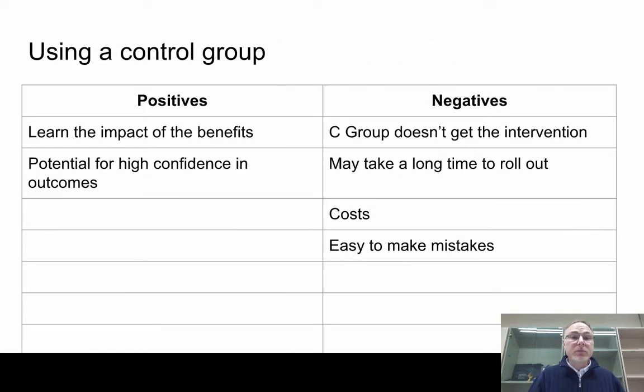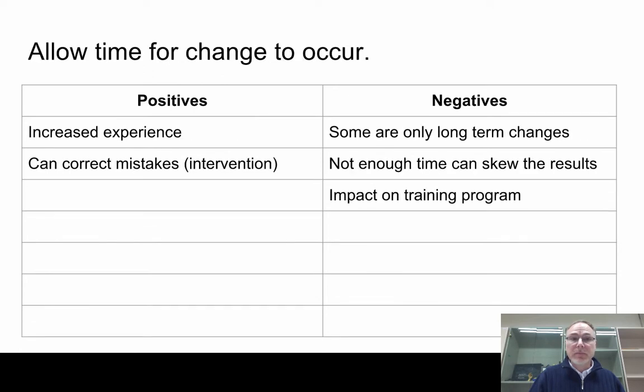We talked about each one individually. Some of the positives and negatives of using a control group are here on the screen. The control group concept is good because it allows you to have high confidence in the outcomes, but it also is very costly. And it is also very complicated, so it's easy to make mistakes. If you don't allow enough time for change to occur, then you might have some false readings, some false feedback. You might have not enough time for people to actually apply their learning so that they can change their behavior.